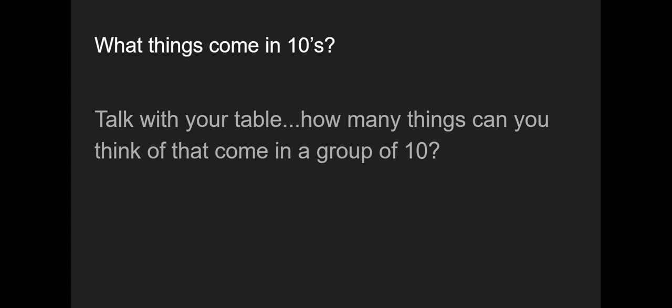What things come in groups of 10s? Well, we noticed before that we need 10 pennies to make a dime. We also need 10 dimes to make a dollar, right? So that's another group of 10. You might have a set of markers that come in a box of 10 also.